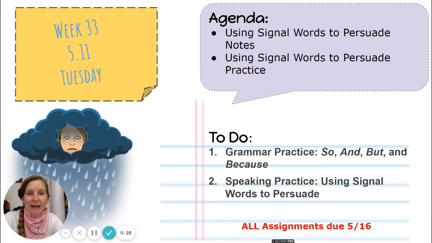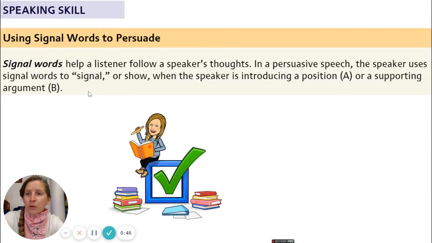So today we are going to look at using signal words to persuade. We'll take notes on that, and then we'll also do some practice. Yesterday we worked on so, and, but, and because, and we'll continue working on that today, as well as getting some speaking practice using signal words to persuade.